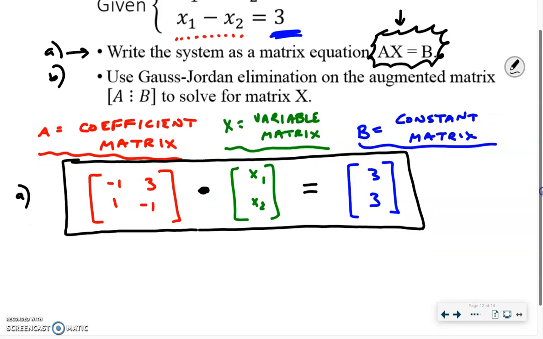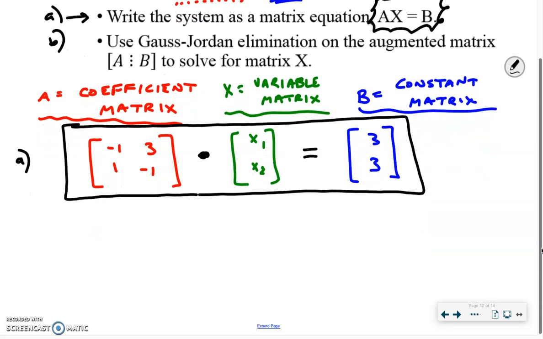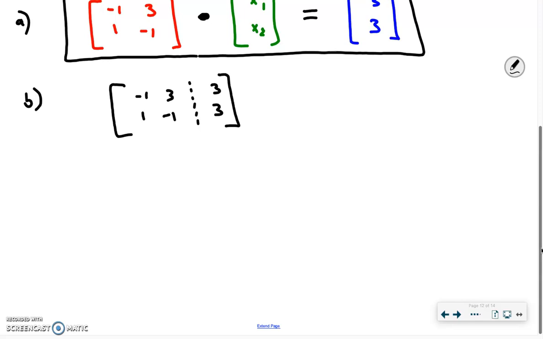All right, so now for part B, what we're looking to do is to augment matrix A with matrix B. Now remember, to augment sounds fancy. We're just going to put them together to create one matrix. So we have matrix A, which is -1, 3, 1, -1. We're going to augment that with matrix B, which is 3 by 3. Then it says to use Gauss-Jordan elimination. That's just your row operations. We're going to use that to turn the left side into reduced row echelon form, the 1, 0, 0, 1. A lot of different ways that we could get there.